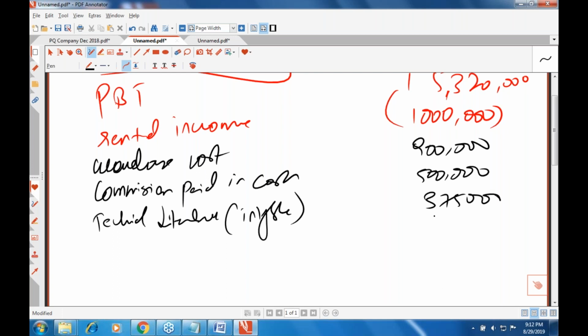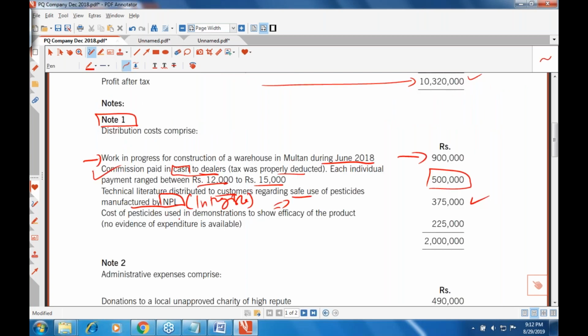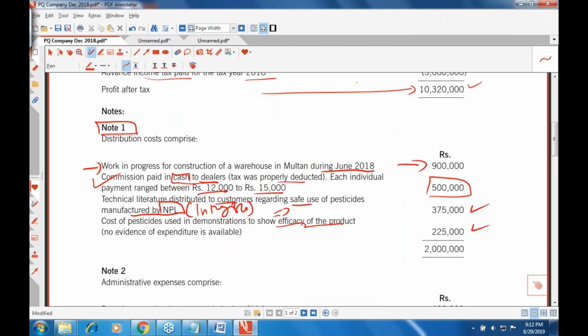Now what next is there? The next situation is cost of pesticides used in demonstration to show efficacy of the product, 225,000. No evidence is available. When you don't have evidence of the expenditure available, that expense is disallowed, because the tax authorities tell you that you have to keep the records of whatever expenditure you make. If that evidence is not available, then it is disallowed.